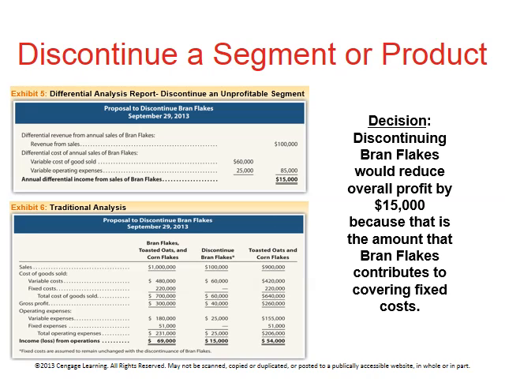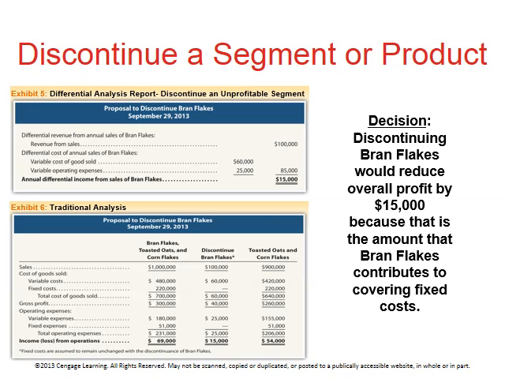But when we look at this a little bit closer though, discontinuing bran flakes would actually reduce the overall profit by $15,000. That's because the bran flakes are contributing to covering fixed costs. So what happens is our fixed costs remain the same. So we have one less product line to distribute those fixed costs towards. So our overall profit would actually decrease by $15,000.